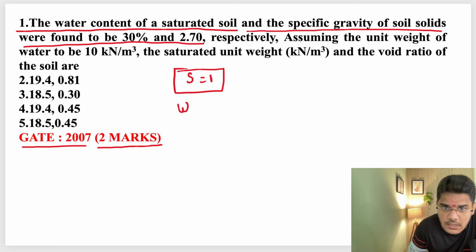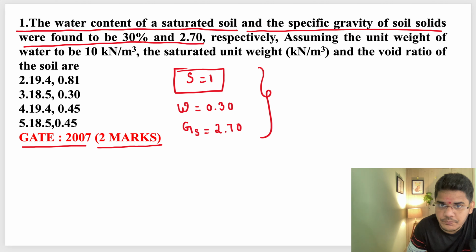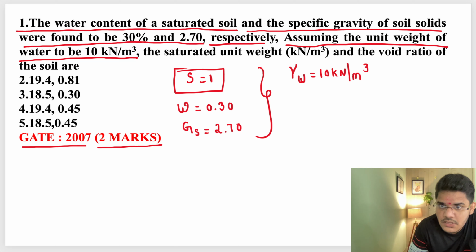So water content he has given. Water content is equal to 0.30 and specific gravity of soil solids, so GS is equal to 2.70. And also, he has given, assuming the unit weight of water to be 10 kilonewton per meter cube. That means gamma W is equal to 10 kilonewton per meter cube. If nothing is mentioned, we can take 9.81 kilonewton per meter cube, but he has clearly mentioned here to take gamma W is equal to 10 kilonewton per meter cube.